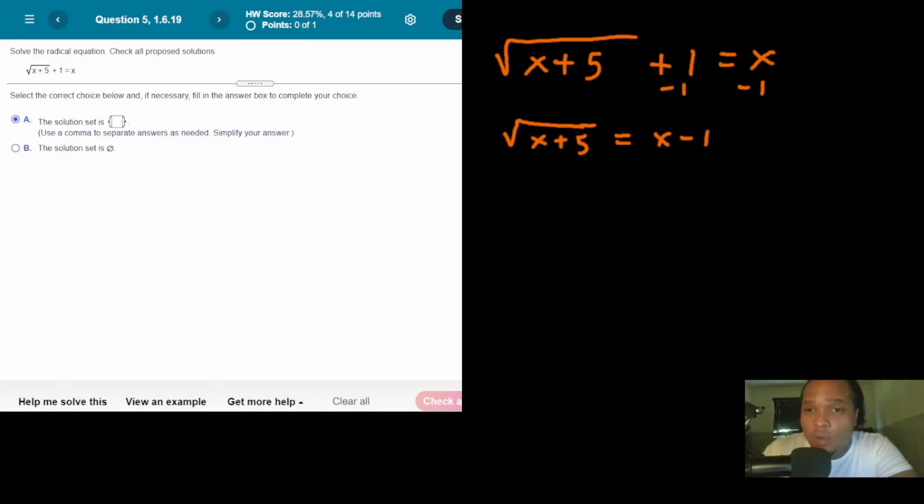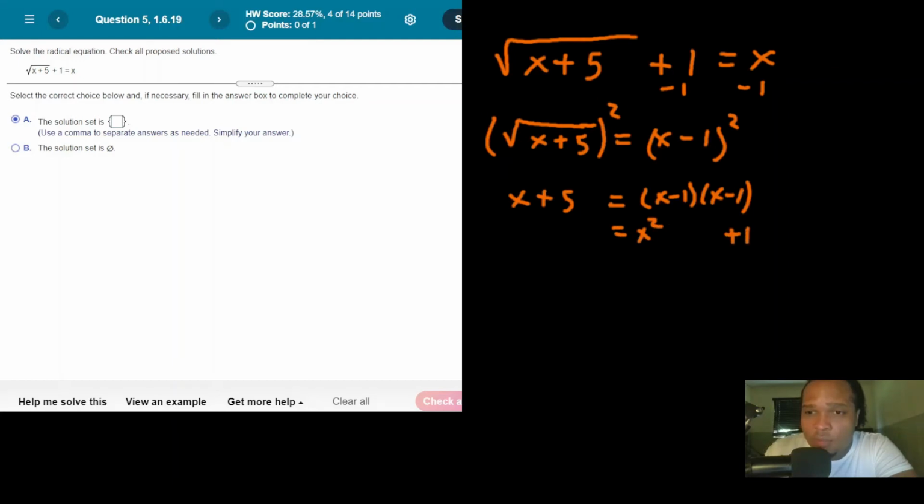All right, so now we're going to go ahead and raise both sides to the second power. So on the left side, the x plus 5 just comes right out. The radical and the square, they cancel each other out. On the right-hand side, we have x minus 1 times x minus 1. So if you like, you can go ahead and FOIL. You can do the little shortcut trick. The shortcut trick says you square the first term, you square the last term, and you multiply the two together, and then you double it, so you get negative 2x.